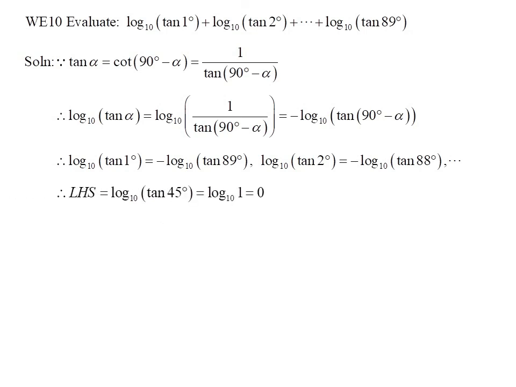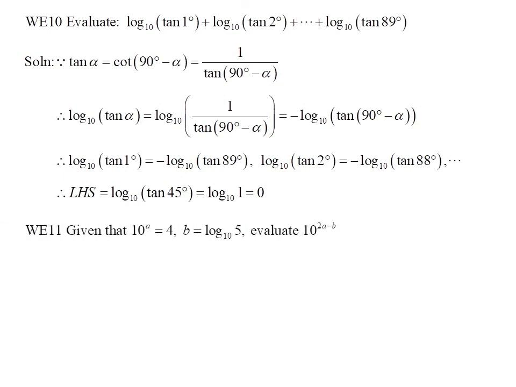Hence, the common logarithm of tangent 45 degrees is the only term that remains because all other terms cancel each other. So the original expression is simplified to common logarithm of tangent 45 degrees, which equals 0.